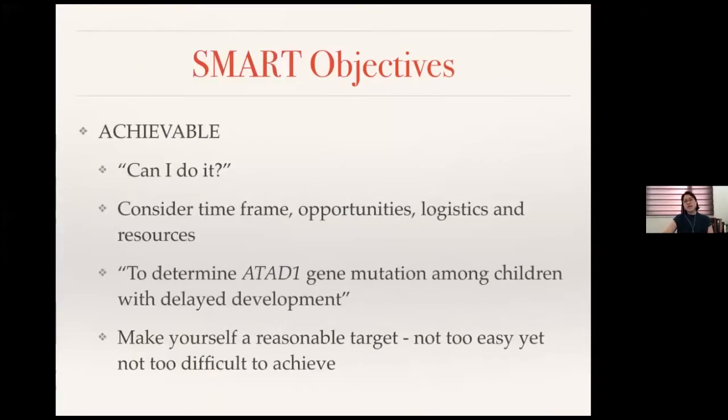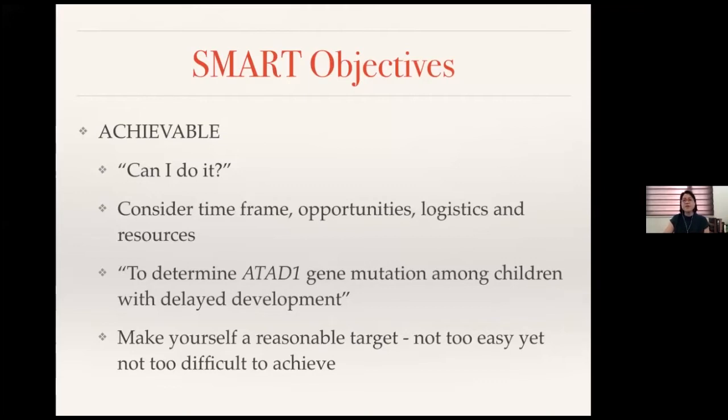So when we say that your objective is achievable, it's basically, can I do it? Is it possible for me to do it? So you have to take a lot of considerations, for example, time, opportunities, logistics, as well as resources. For example, I wanted to determine the ATAD1 gene mutation among children with delayed development. We don't have that capability here or even in NIH in Manila. So is it really achievable for us? If I have to send it out and my patient has to pay for it, including the freight, then that may not be very achievable.